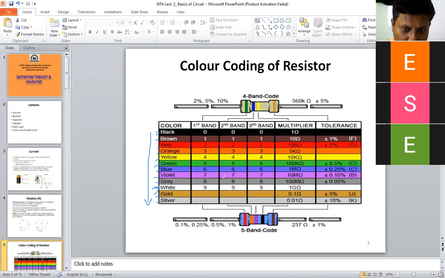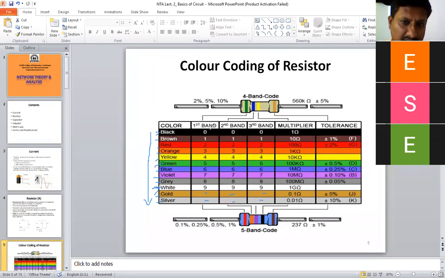Gold and silver, if you are observing the first band, second band, third band, have no value there. So you can consider gold and silver as different colors here. Start from black and end at white. After that, gold, silver. So BB Roy Great Britain Very Good Wife, gold, silver. Like this, you can remember the sequence. If you remember the sequence, there will not be any confusion in remembering this table.